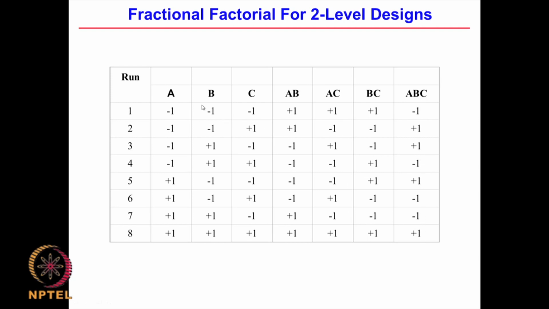Now, the question is I have 4 parameters or 4 factors A, B, C, D. I do not want to do a 2 power 4 experiment, 2 power 4 is 16 experiments, but can I do it in 8 experiments? That is a half factorial of 2 power 4, half of 2 power 4, that is 8 experiments.